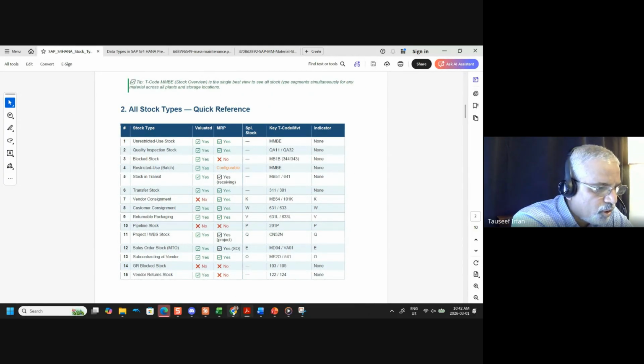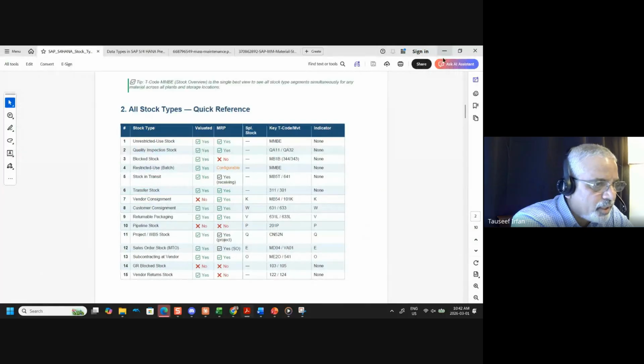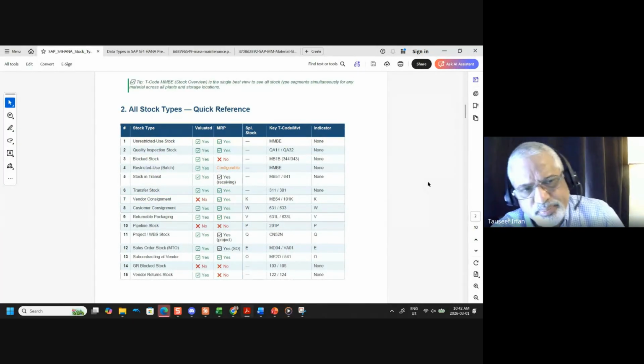Yeah, that language, always remember that language. This is the business side language. Okay, now let's go to the SAP side language. This is the SAP side language.